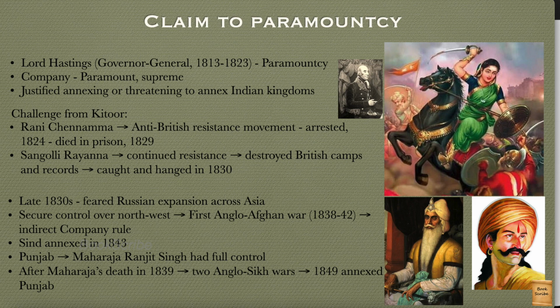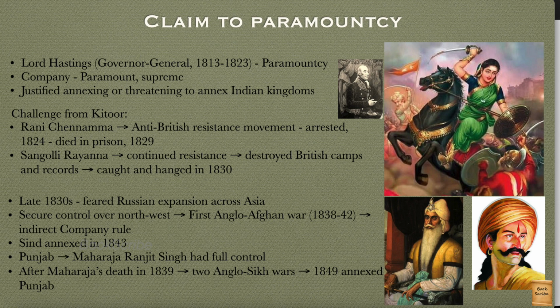Her close associate, a person from a poor family, Sangoli Rayana, from Sangoli in Kittur, continued Rani's resistance, and he had the support of the people also. Even Rani Chennamma had the support of the people, and he had the support of the people after her. He destroyed many British camps and also their documents or records, but he was finally caught and hanged under a banyan tree by the British in 1830.